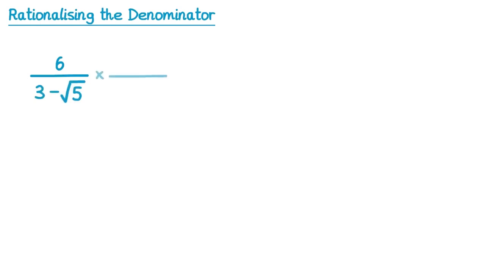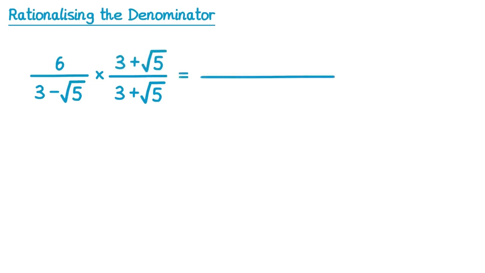We're still going to multiply them by a fraction, but what we're going to do is multiply by the exact same denominator apart from change the sign in between the two terms. So here we have 3 minus root 5. We're going to change this minus into a positive, so it's positive root 5. And then we put the same thing on the top. Let's see what happens if we do this.